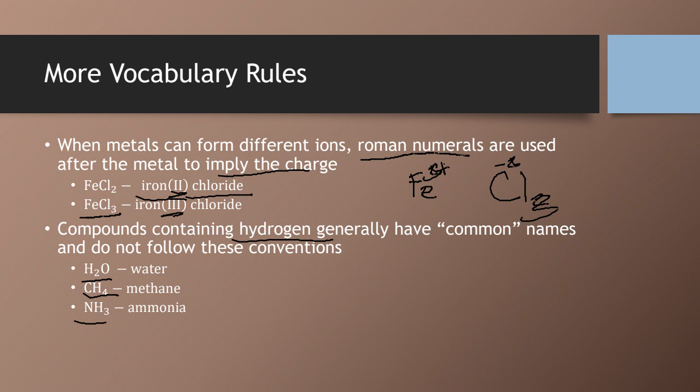And so it's a little tougher to keep track of everything in the world. But most everything follows these rules. And so it's generally easy to figure out what things are made out of and what ions go into them.